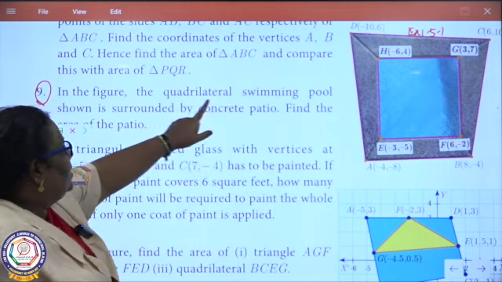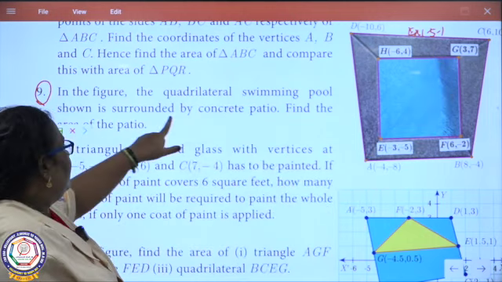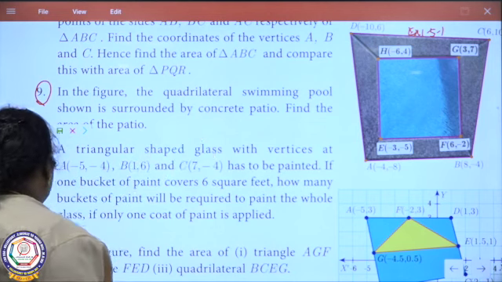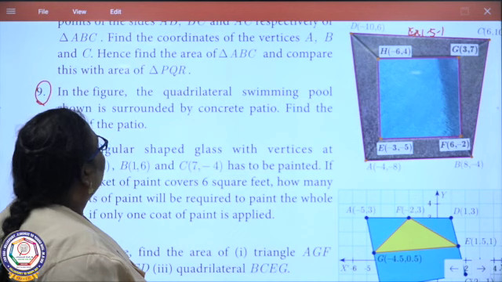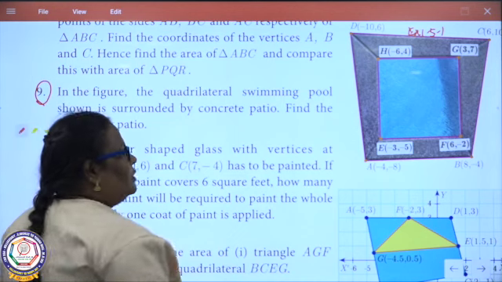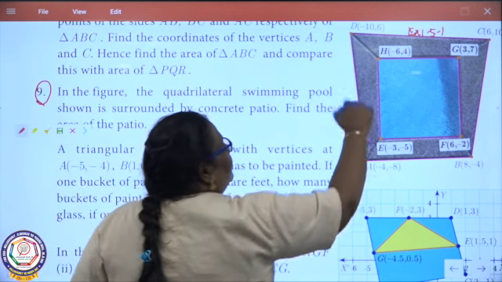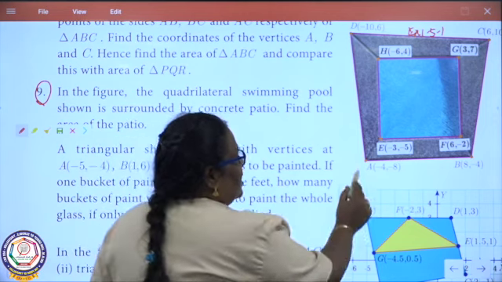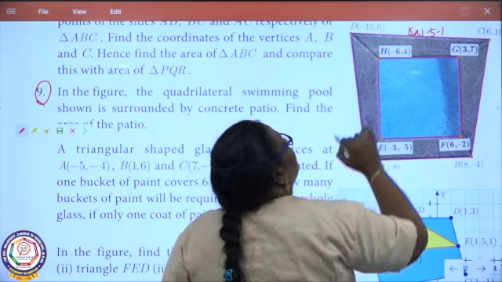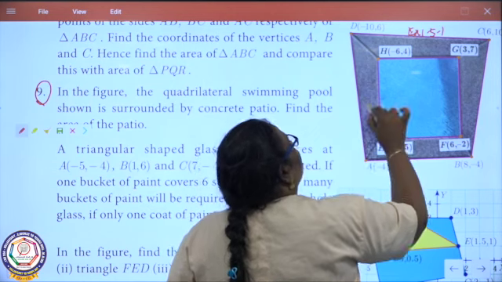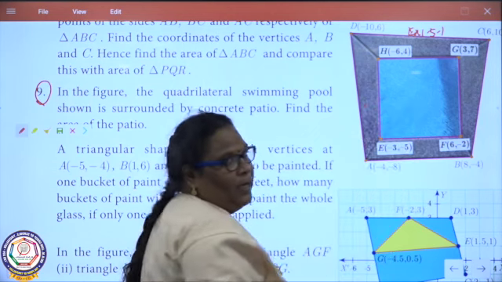The quadrilateral swimming pool is shown surrounded by a concrete patio. Patio is nothing but outdoor space. Find the area of the patio. So we should find out the area of the patio. This is the outer space and this is the swimming pool. We should find out the required area of the space.